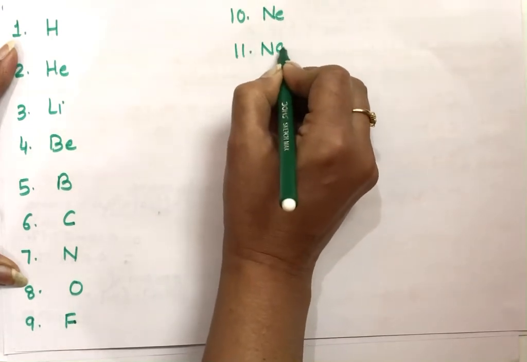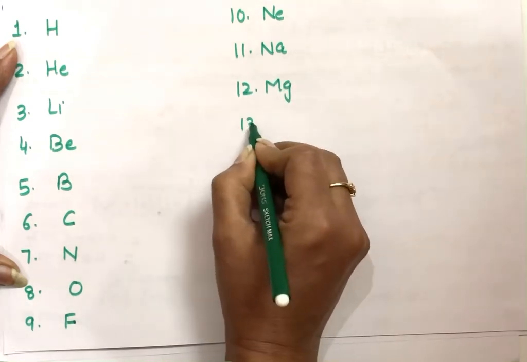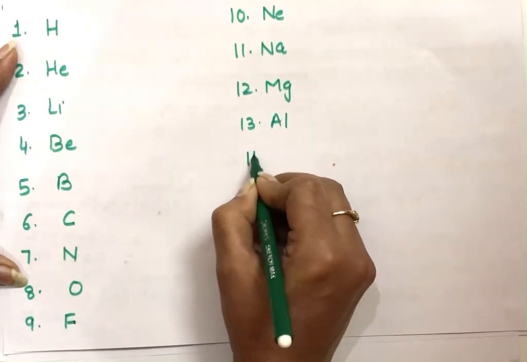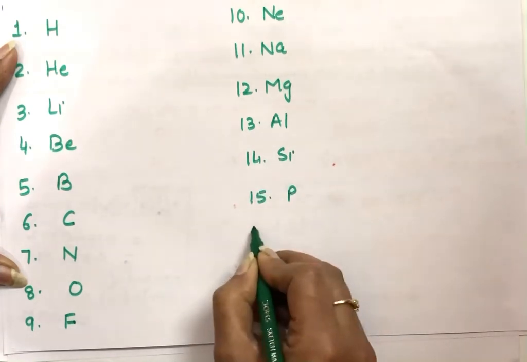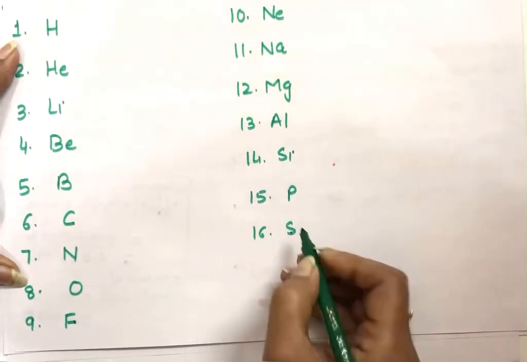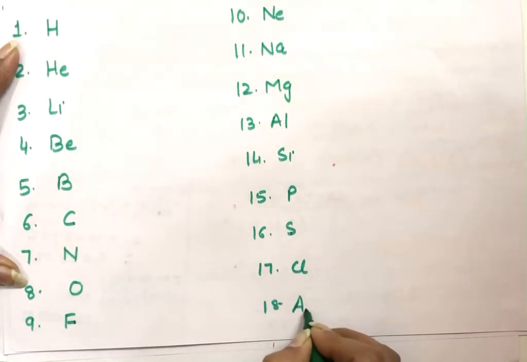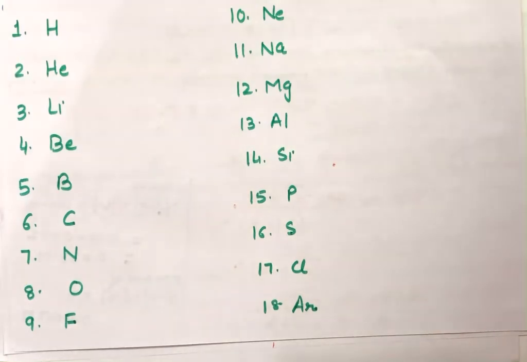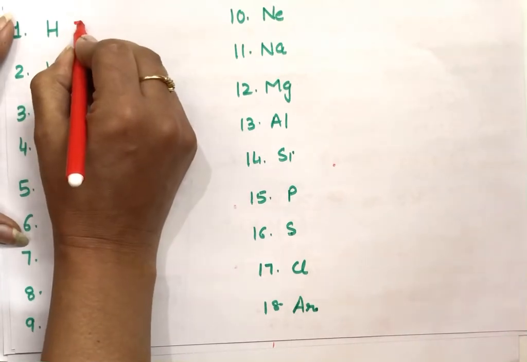Next is sodium, magnesium. 13th one is aluminium, silicon, phosphorus, then sulfur, chlorine, and 18th one is argon. Then 19th and 20th I will take potassium and calcium. Now symbol I have written here. Now we should know atomic number.